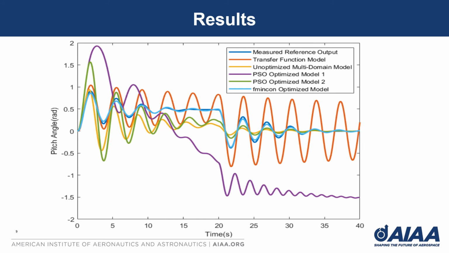After optimizing all 6 parameters with both optimization algorithms, the pitch angle of the optimized models was plotted with the corresponding output from the physical system, the unoptimized model, and a transfer function model that was provided by Quanser. As you can see, the first PSO optimized model was a poor representation of the system. The second PSO optimized model used the unoptimized electrical parameters instead and resulted in a much better representation of the system. It can also be qualitatively observed that while the second PSO optimized model tracks the measured reference output closer than the unoptimized and transfer function models, the fmincon optimized model is the best representation of the physical system.